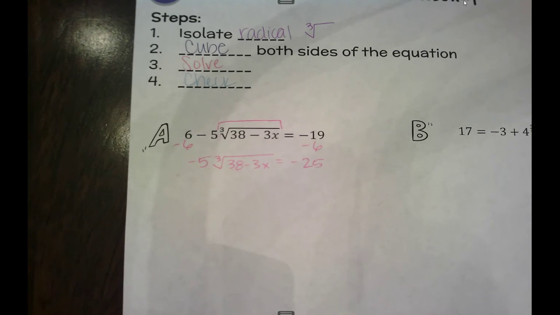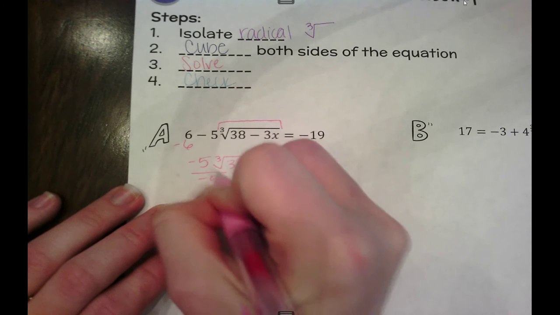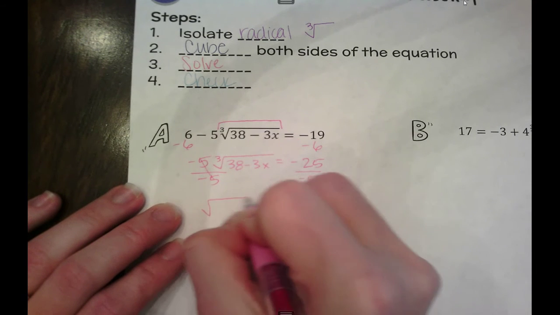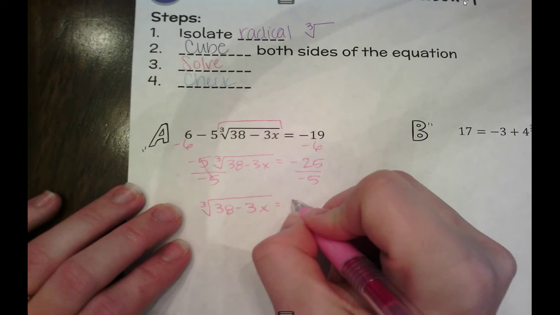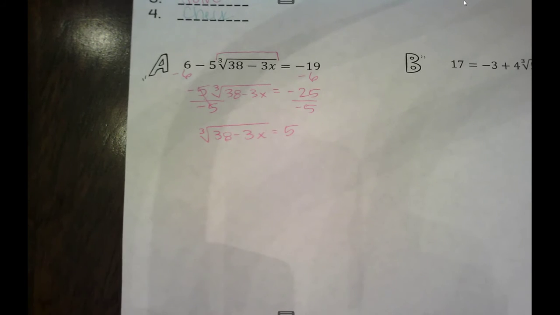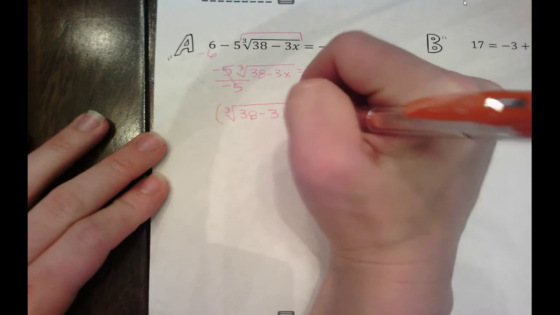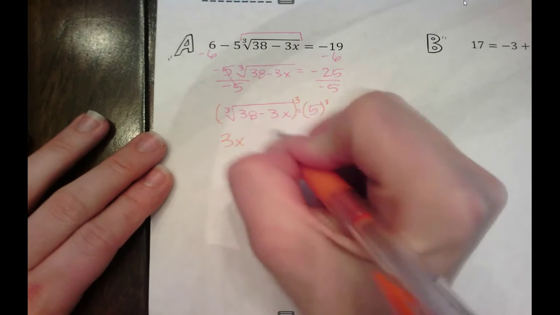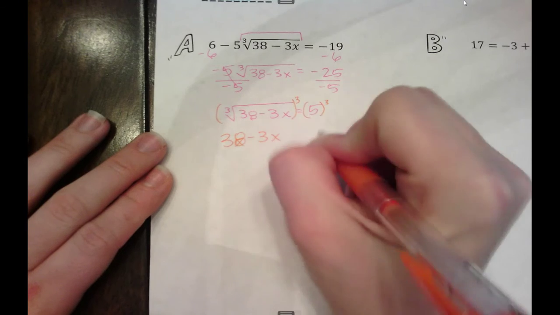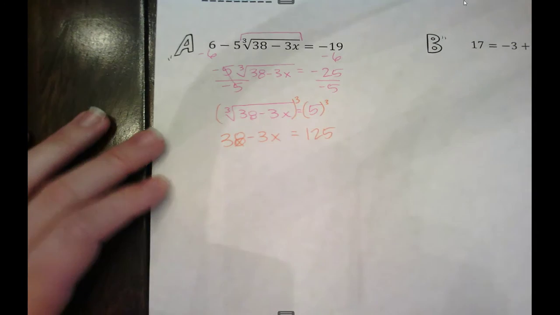We are still isolating. It's being multiplied by this negative 5, so we do the opposite. So divide by negative 5. We've got the cubed root of 38 minus 3x equals positive 5. Okay, what is our second step? We're going to cube both sides. That means raising it to the third power. That gets rid of those, so we're just left with whatever is inside. That's 38 minus 3x. And then 5 cubed, 5 times 5 times 5 is 125.